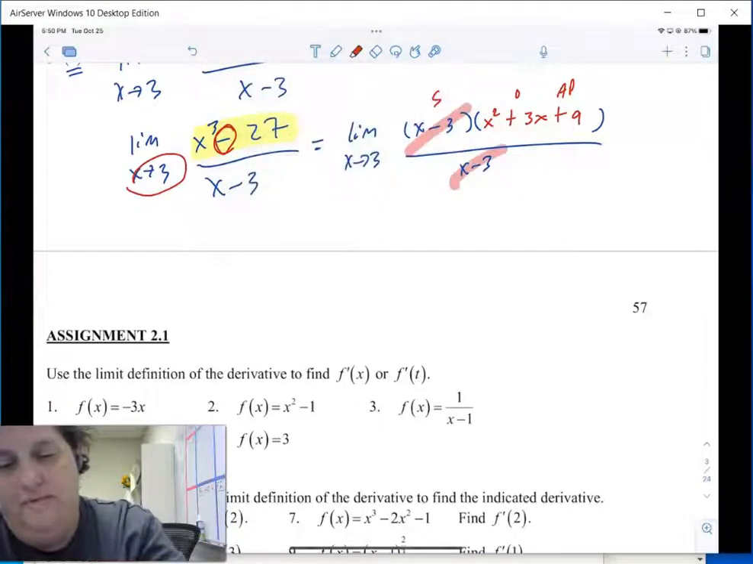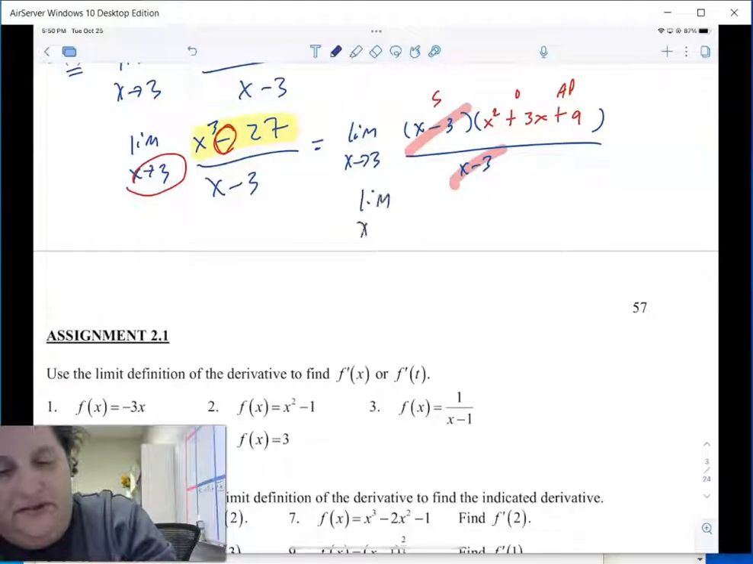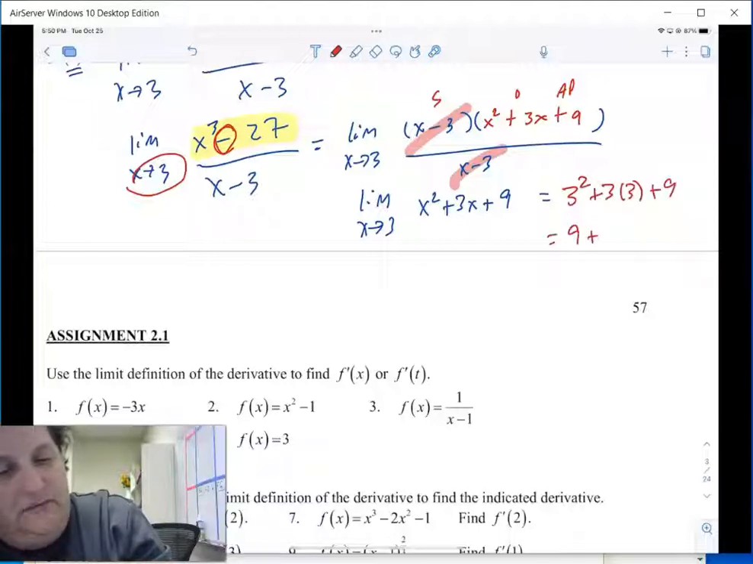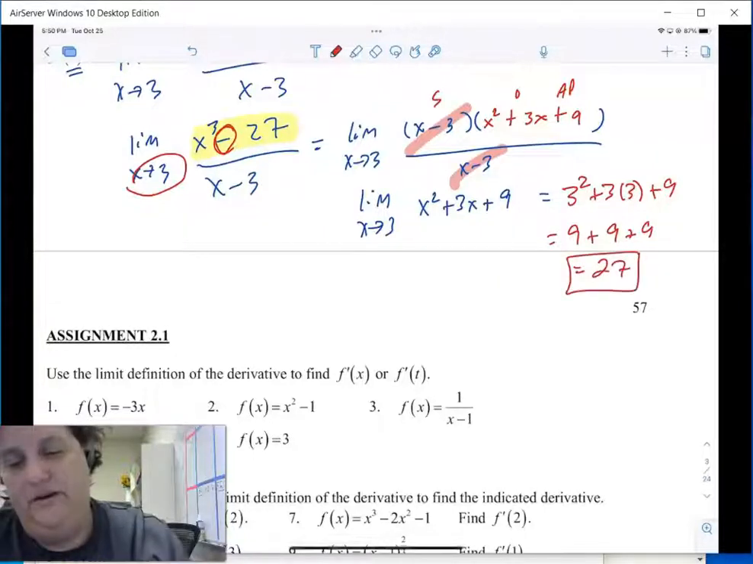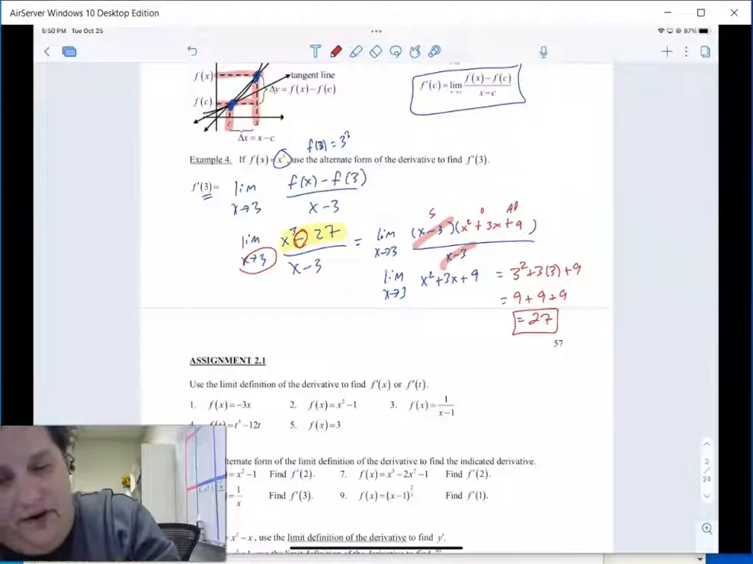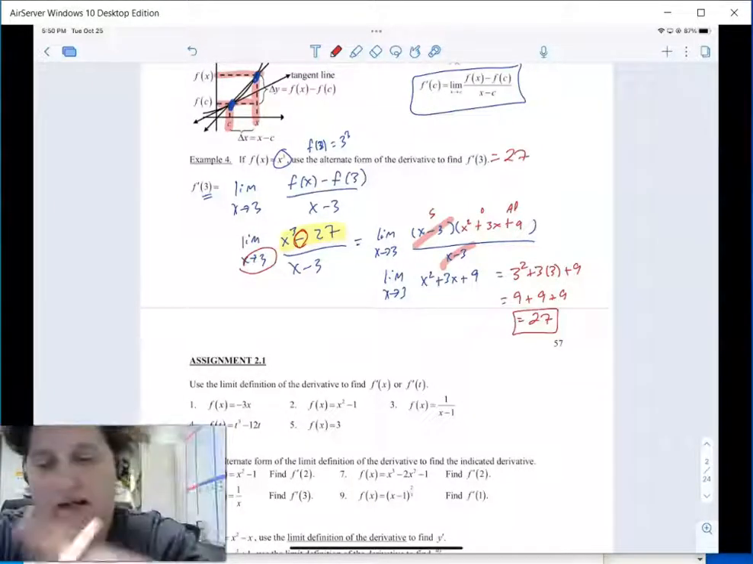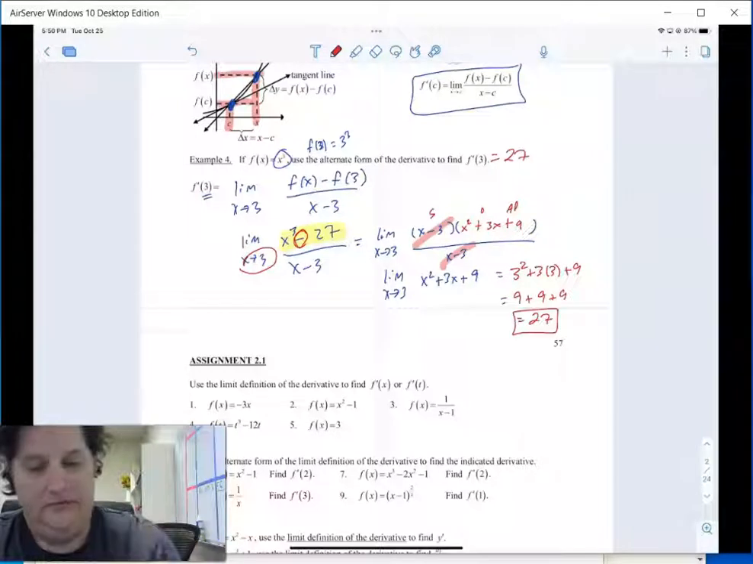Woo, all right, so now I have the limit as x approaches 3 of x squared plus 3x plus 9, which I can now plug in and get 3 squared plus 3 times 3 plus 9, which is 9 plus 9 plus 9, which is 27. And that is f prime of 3, the derivative at 3. Which means that if I were to graph this, the slope of the tangent line at 3 would be 27.